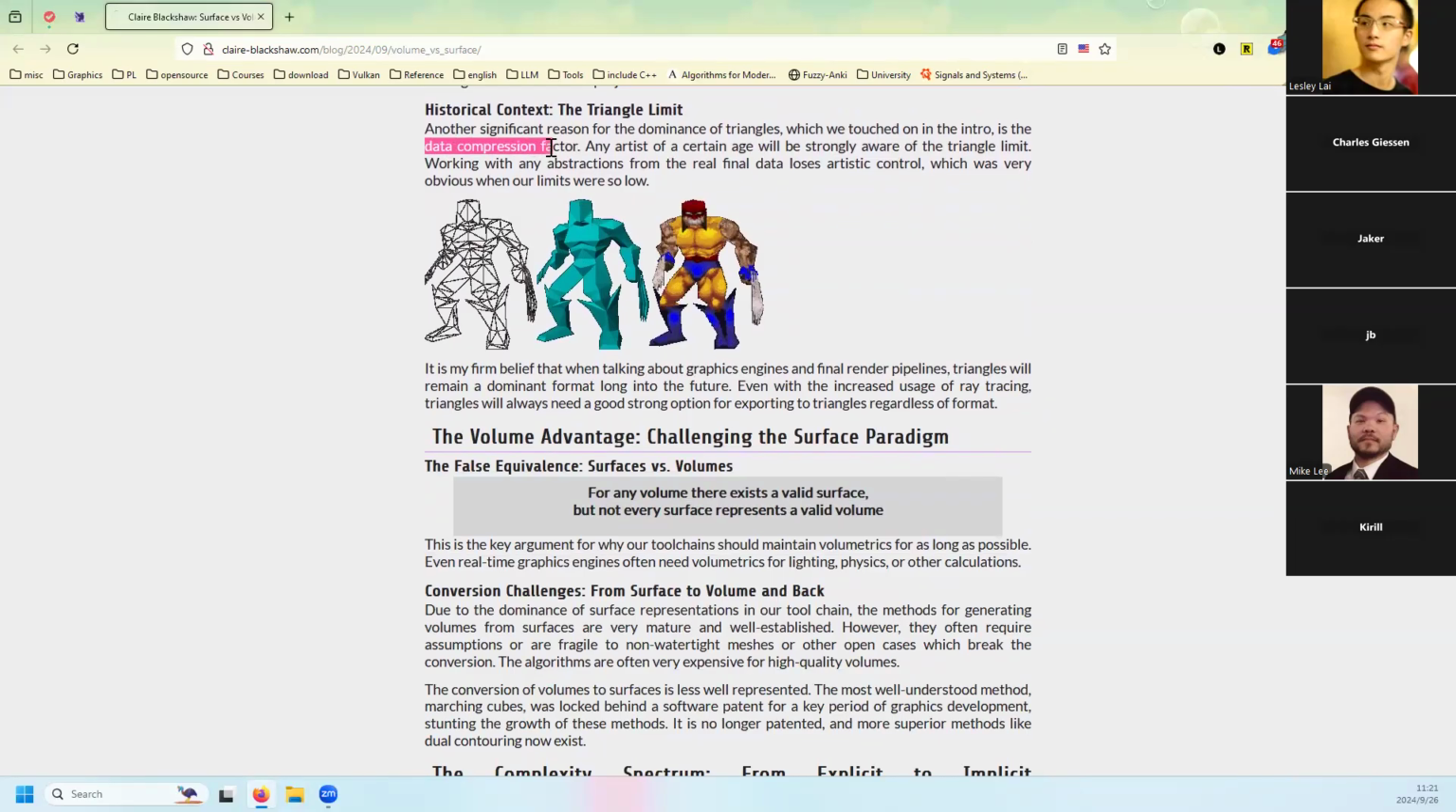Data compression factor. Analysis of certain edge cases will be strongly aware of triangle limits. Do they mean like nowadays artists just use triangles arbitrarily? Oh yeah, they just want to subdivide a whole bunch. It's funny now. Artists will ask for triangle limits now, but it's more shading related these days. It's really costly.